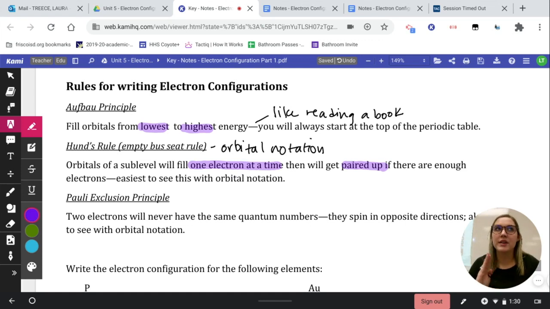So our real world example of the empty bus seat is that everybody picks a seat by themselves when they're first getting on the bus. You try to get a seat by yourself, and only after all the empty seats are taken do you then partner up. So same here. Every electron wants a seat by itself, and then once all the seats are filled, they'll partner up and sit with a buddy.